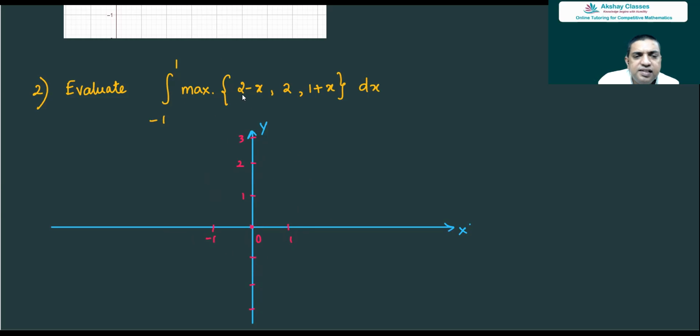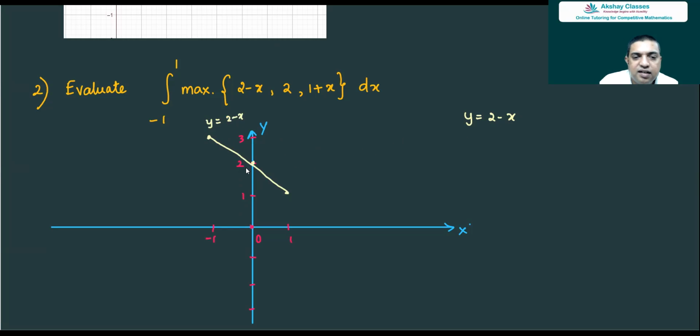Now, this is 2 minus x, y equal to 2 minus x. So, y-intercept is 2 and the slope is minus 1. Slope is negative. So, when x is equal to minus 1, the value is 3. When x equal to 0, the value is 2. And when x equal to 1, the value is 1. So this is this straight line. This is y equal to 2 minus x.